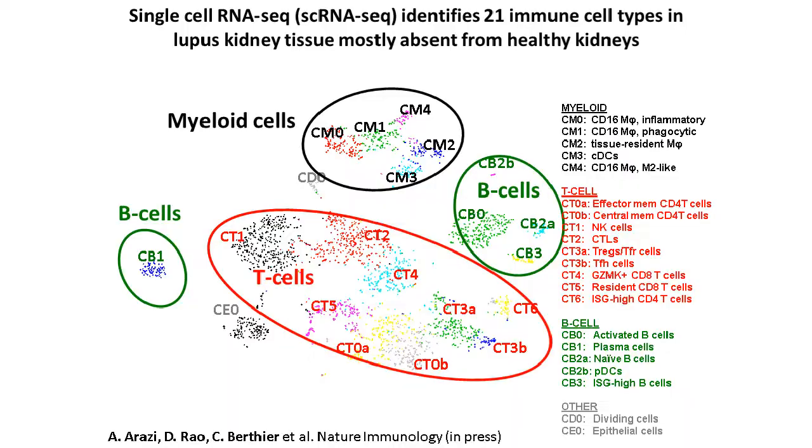And in summary, there were approximately 20 patients that were enrolled in the very first study, and this paper is in press at Nature Immunology. But what was found was that there are 21 immune cell types in lupus kidney that are mostly absent from healthy kidneys. And these span many different ranges of cell subtypes. So the resolution here is unprecedented in terms of the cell subsets that we see. We see T cells, many different types of B cells. But in particular, today we're going to be focusing on the myeloid cells and a subset of those myeloid cells, the monocytes.